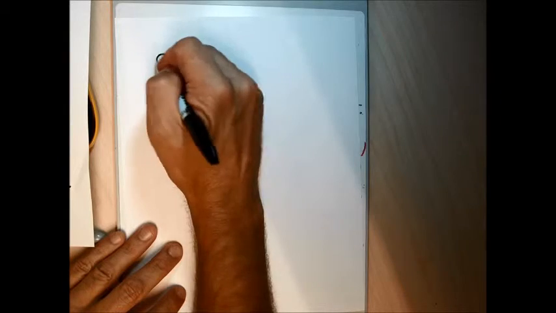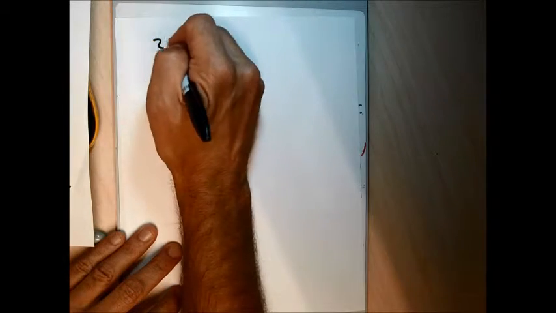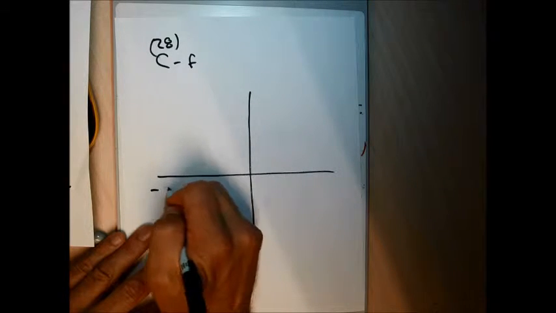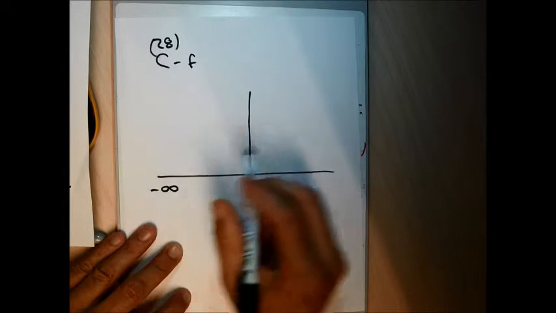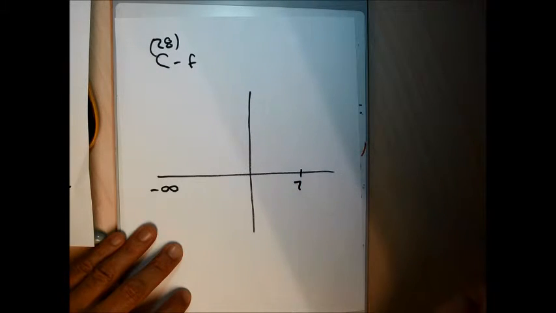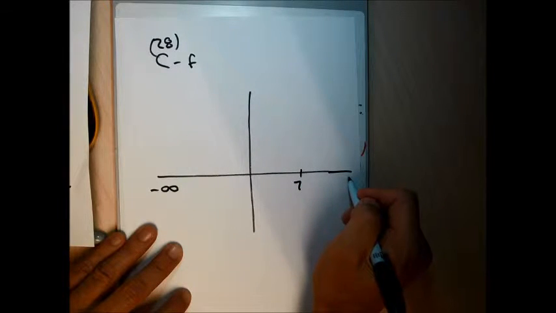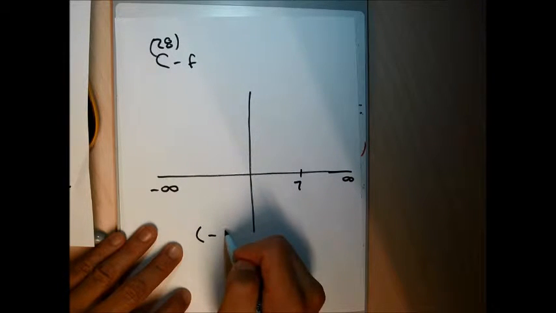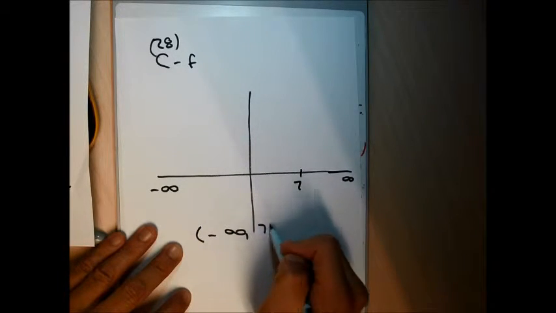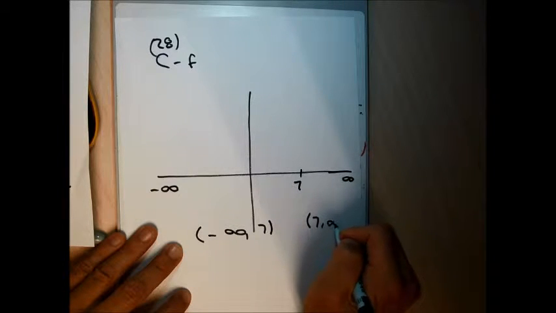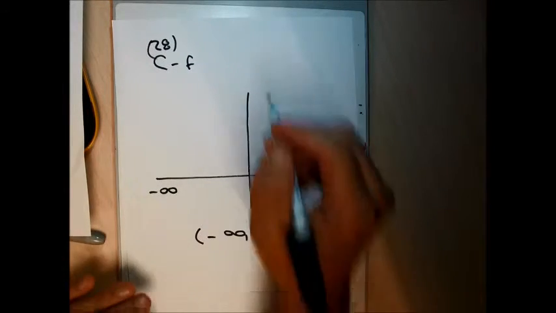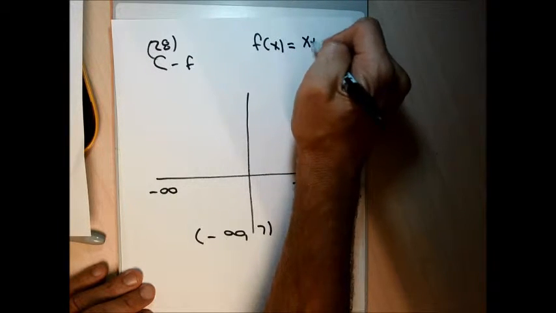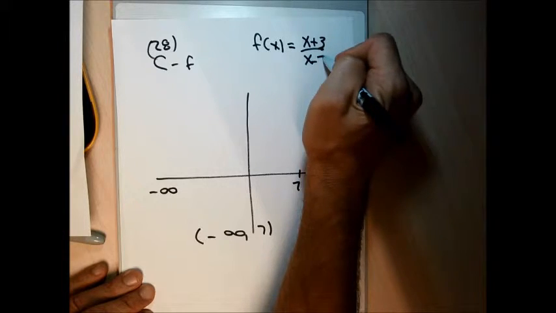So for C through F on problem 28, I'm going to put negative infinity on the far left edge of my number line, the only critical number 7 on my number line, and positive infinity. So this is going to break up the graph into the interval from negative infinity to 7 and 7 to infinity.